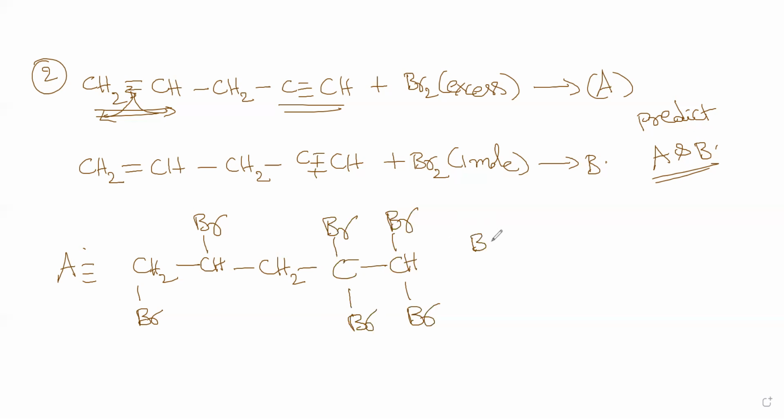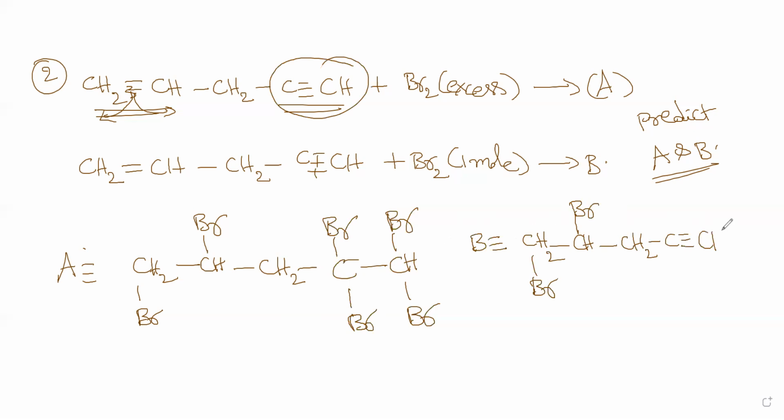The product B is written without disturbing the triple bond. This is the interesting question. When you take 1 mole, this kind of product is predicted. These are A and B.